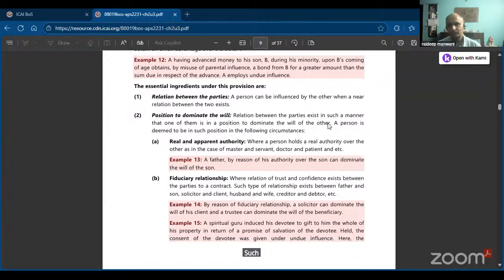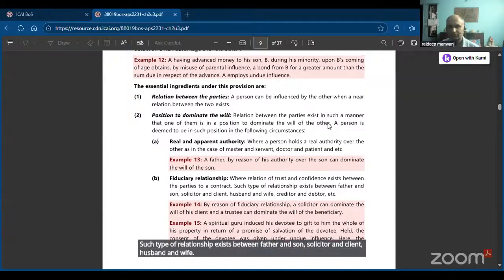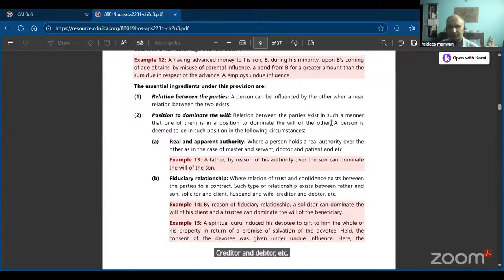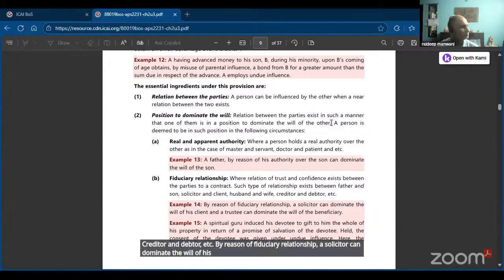Such type of relationship exists between father and son, solicitor and client, husband and wife, creditor and debtor, etc. By reason of fiduciary relationship, a solicitor can dominate the will of his client and a trustee can dominate the will of the beneficiary.